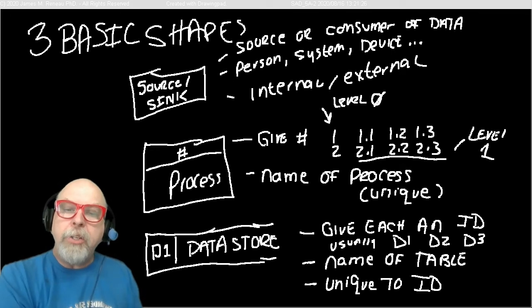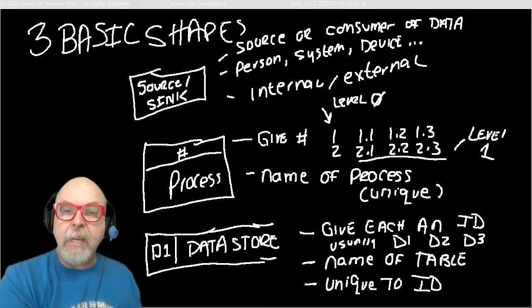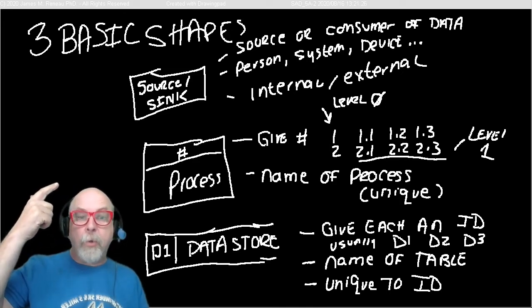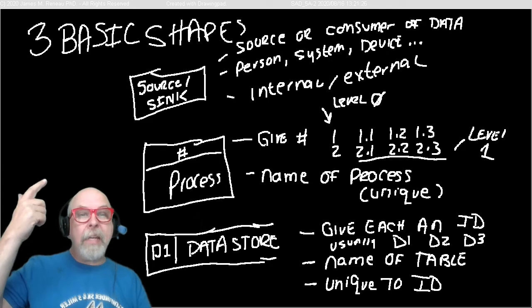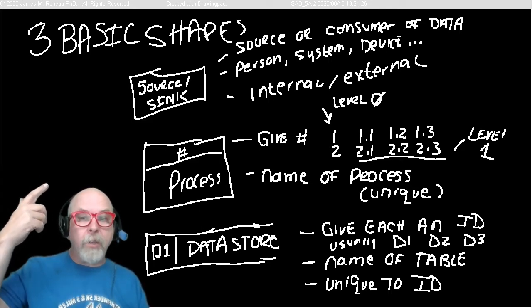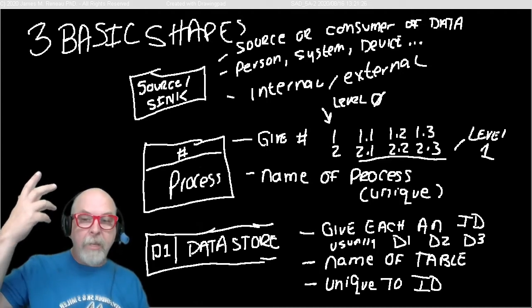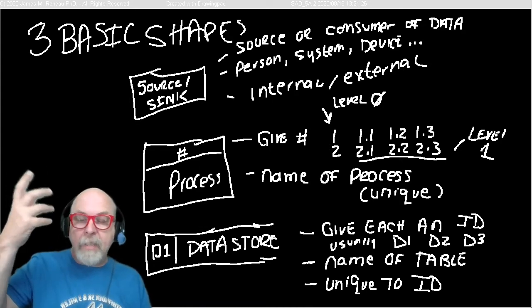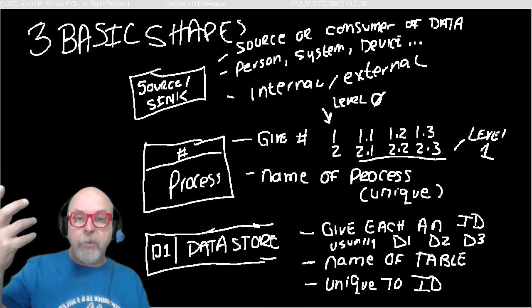Now, the three shapes we use on a data flow diagram, on a DFD, are the rectangle, and the rectangle represents a sink or source. It represents an entity. You can think of it as something that either is generating or consuming data, consuming a report, consuming information, consuming raw data, whatever. This is someone that's either using it, creating it, or consuming it.